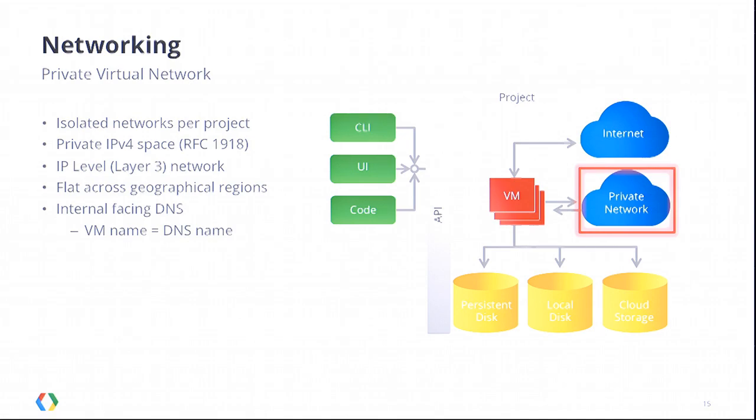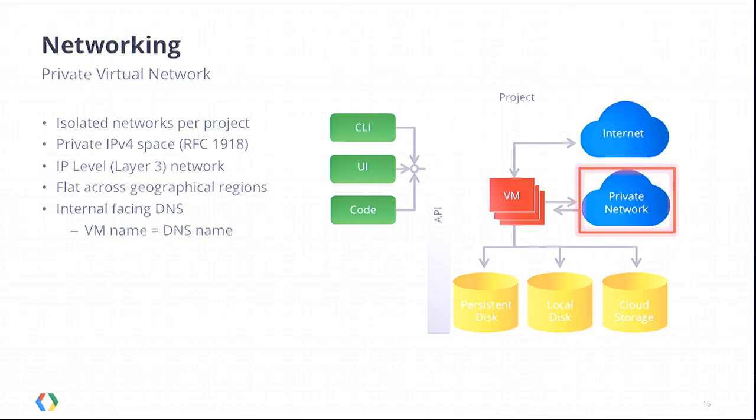This is inside of this virtual network, you're going to see private IP addresses, RFC 1918 addresses. These are like 10-dot type of addresses. And this network is all IP layer 3, or layer 3 IP level networking. So that means that you can be sure that if you get a packet and it comes from a particular IP address, that it really came from that virtual machine on your private network.